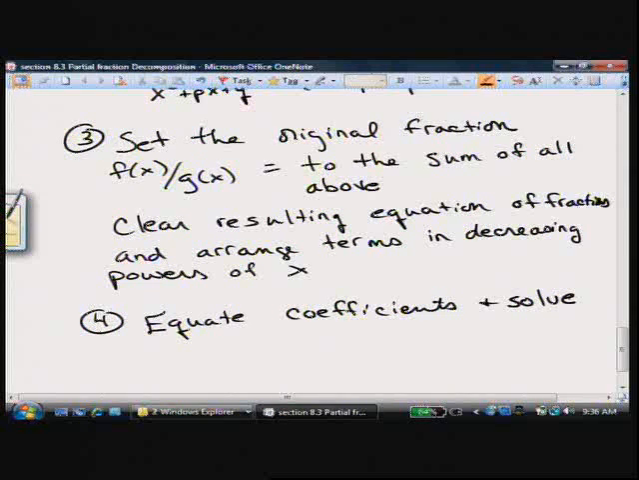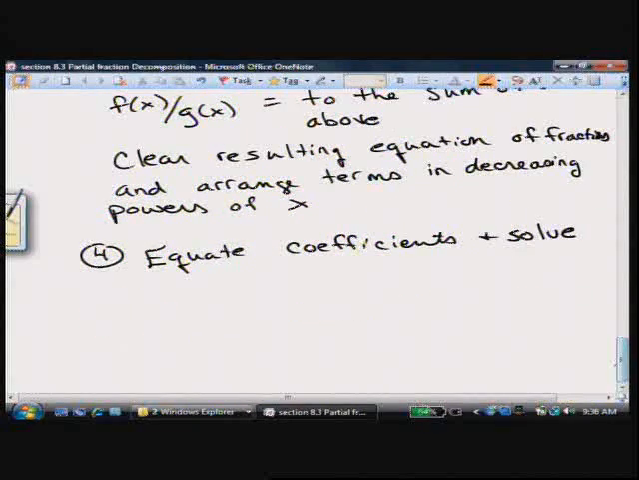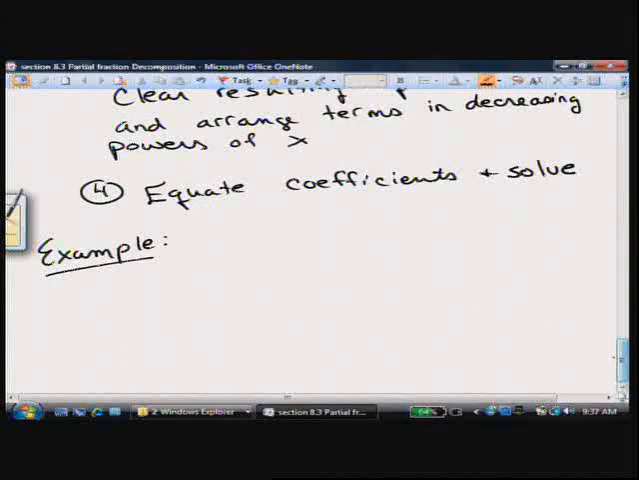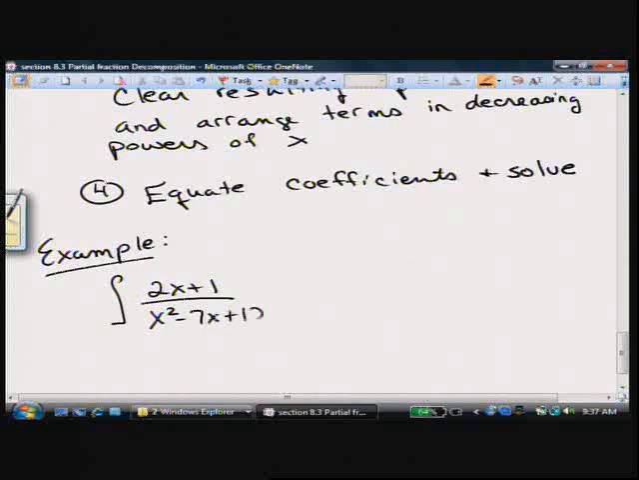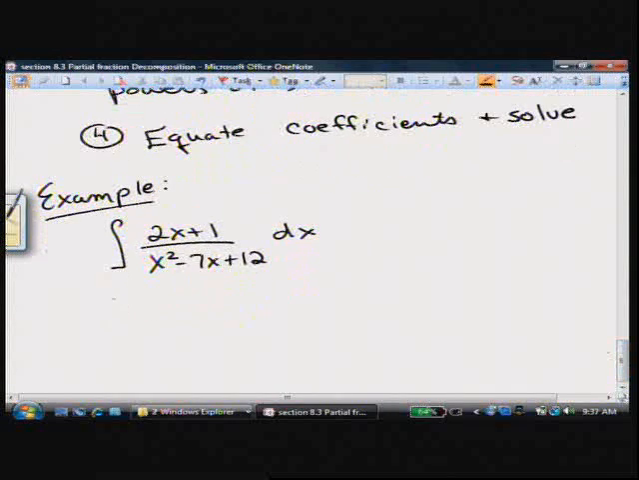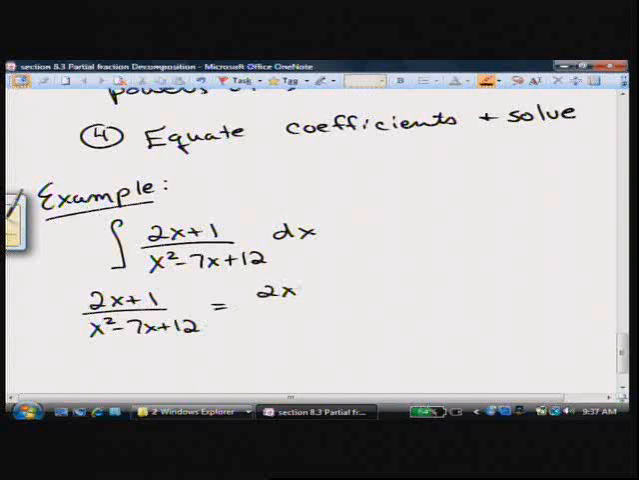So let's look at a couple of examples from your textbook. Say we want to integrate 2x plus 1 over x squared minus 7x plus 12. The first thing we want to do is try and factor our denominator. We'll do the integration as our last step. So let's just consider 2x plus 1 over x squared minus 7x plus 12. How does that factor in the denominator?